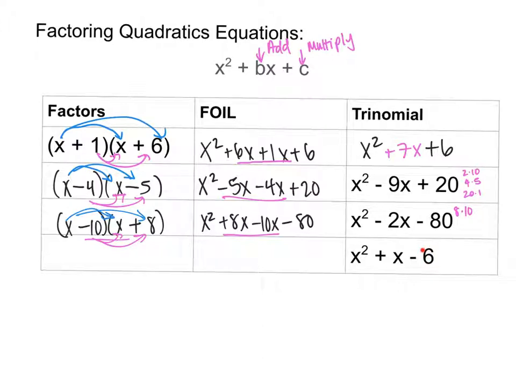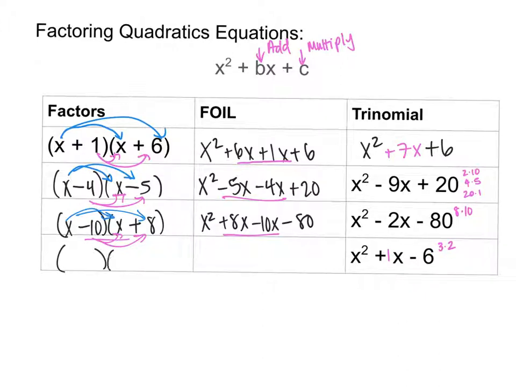Let's try this for the last one here. Something that multiplies to give me 6, but adds to give me, well, this is a 1x. So how about 3 times 2? So 3 times 2 does multiply to give me 6, but this is a negative 6, which tells me that one of these is a negative.